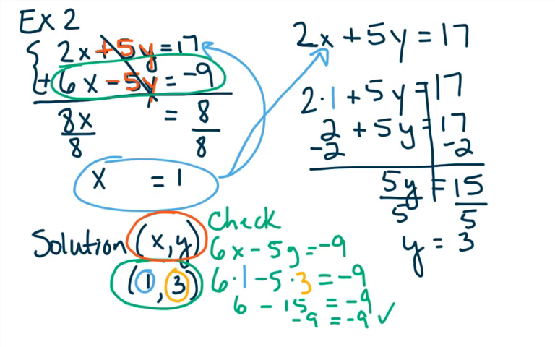Let's move on to a third example that's a little bit different. In example 3, we have the system 5x plus 2y equals 7.